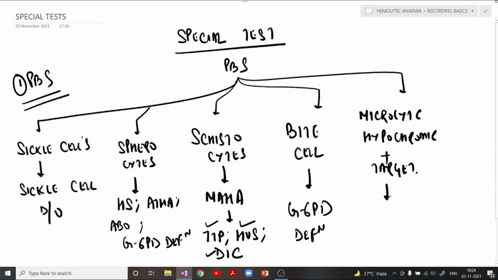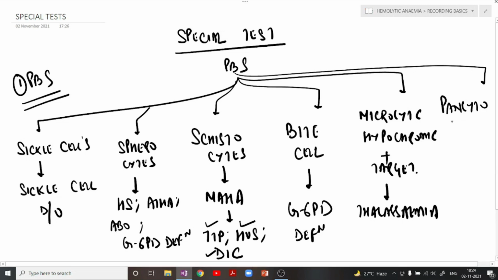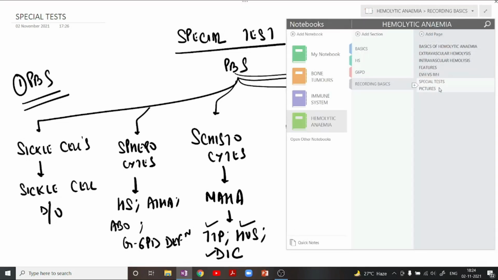Okay, then it is pointing up, it's a pointer towards thalassemia, and lastly you might see pancytopenia. Pancytopenia is seen in only one type of hemolytic anemia, that is PNH, or paroxysmal nocturnal hemoglobinuria. So let me just justify my answers with the help of pictures.